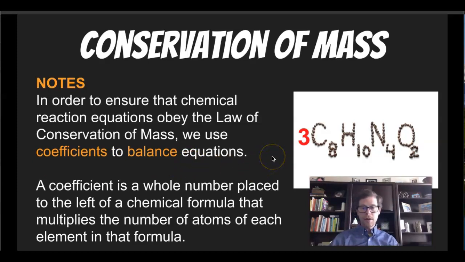And so you might remember, because we've seen them before, the coefficients are these numbers, whole numbers, right? No decimals, no fractions, whole numbers that we put to the left of a chemical formula. So this is a chemical formula I've shown you before, C8H10N4O2, that's caffeine, right? Put the 3 to the left of it. And that tells us, well, in this particular instance, we have 3 molecules of all of this. And so the total number of atoms of each type is 3 times that, 3 times that, 3 times that, right? So those are coefficients, whole numbers placed to the left of a chemical formula that multiplies the number of atoms of each element in that formula.